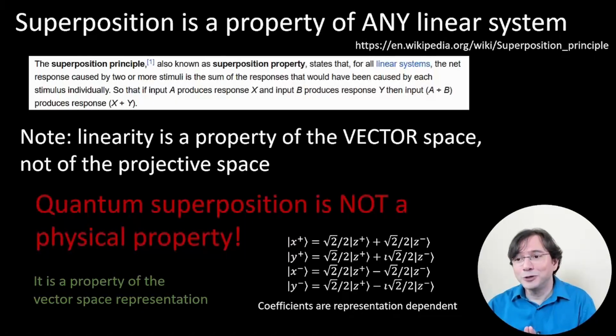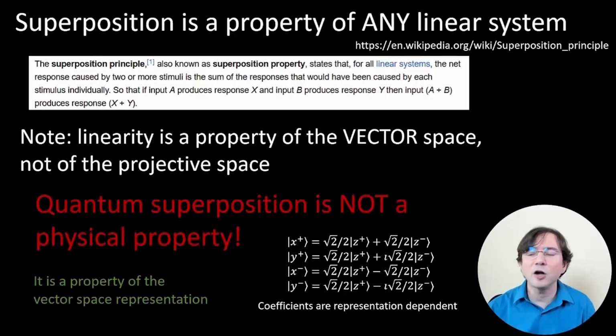Another thing that I want to point out here again is that superposition is not a probability distribution and so on, but it's really a property of any linear system. It's not something that is there only in quantum mechanics. This is from Wikipedia, which actually states it really well: the superposition principle states that for all linear systems, the net response caused by two or more stimuli is the sum of the responses. So if A produces response X and B produces response Y, then the input A plus B produces X plus Y.